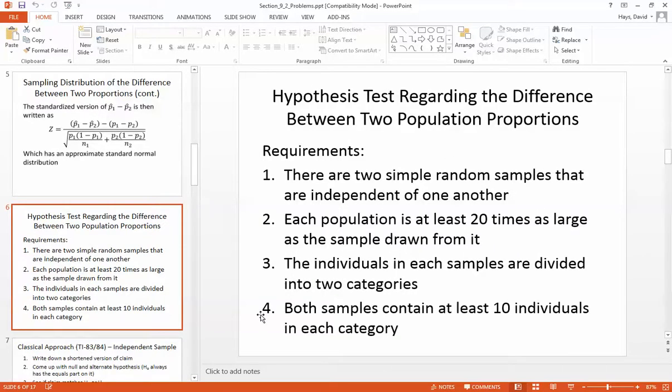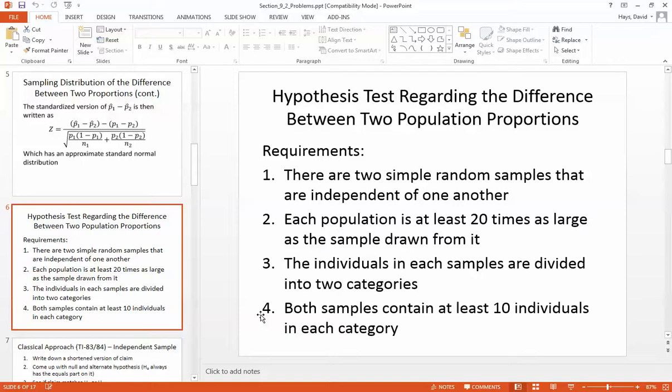Okay, now to do claims, hypothesis testing, about the difference between two population proportions, some requirements have to be met. There are two simple random samples that are independent of one another. Each population is at least 20 times as large as the sample drawn from it. Now these requirements are unique to this particular textbook. I've seen different ones in different books. This would imply that if you had a sample size of 1, then your population should be 20 times as large. But there will be another condition later on.